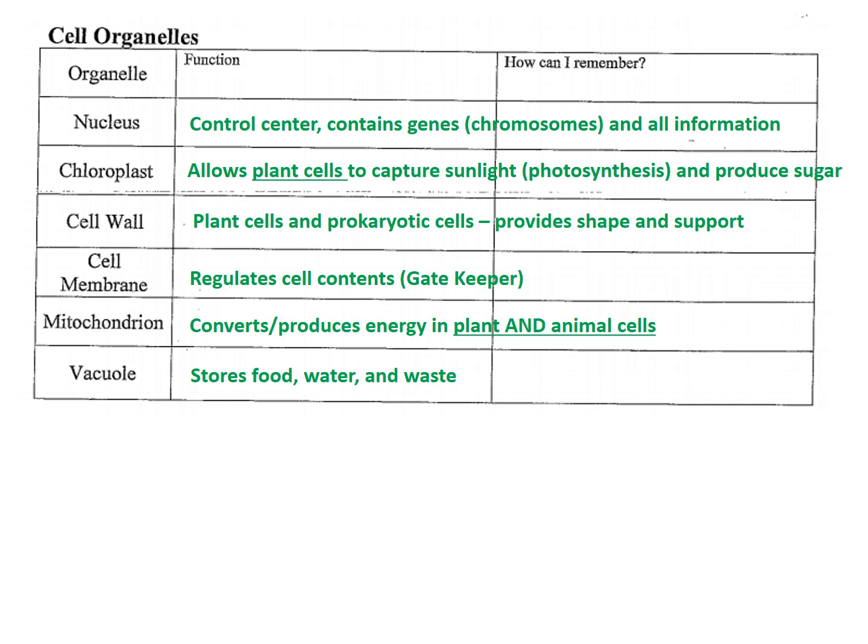And then finally, we have a vacuole, and that's all about storage. So that's going to store food, water, and waste for plant cells and animal cells. So we will find vacuoles in animal cells, but they're going to be small. In plant cells, you're going to have large vacuoles because they need a lot of storage space.